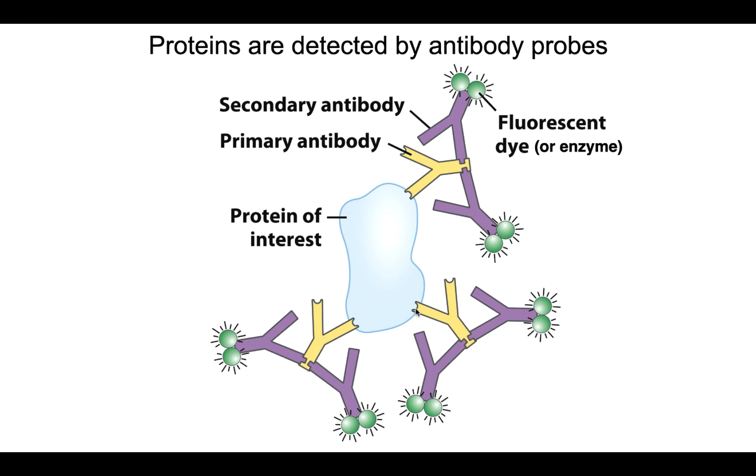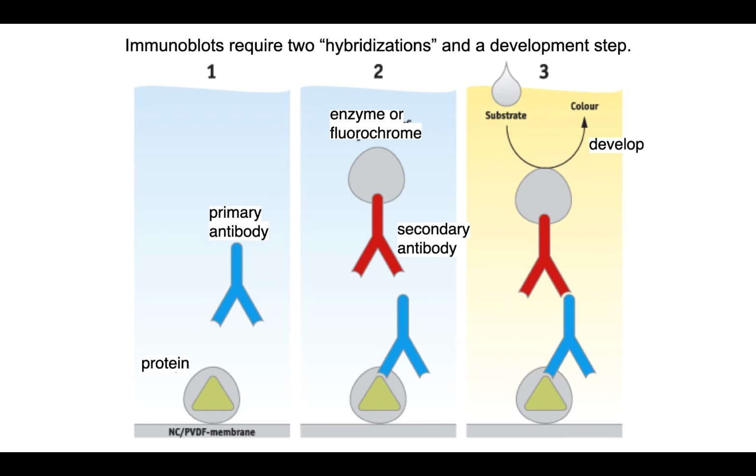So first you hybridize your blot with your primary antibody. And then you probe it again with a secondary antibody that recognizes primary antibodies. They recognize just antibodies in general. In addition, these secondary antibodies have attached to them something that is detectable. Maybe a fluorescent dye or an enzyme that catalyzes a chromogenic reaction, something that you can detect.